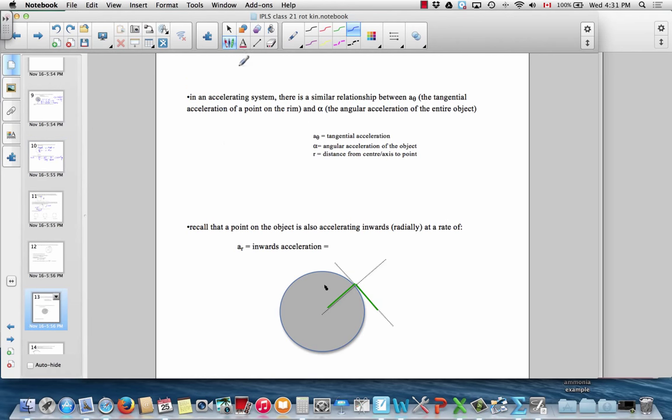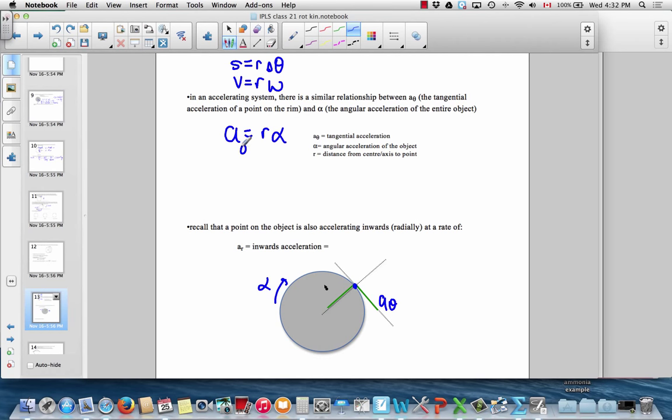So thus far, we've seen that arc length is r delta theta, and we've seen that v is r omega. What about the equivalent relationship for acceleration? Well, true to pattern, a will be r alpha, where alpha is the angular acceleration. So there's alpha. And then this is the acceleration of a point on the edge. And I'm calling that a in the theta direction.